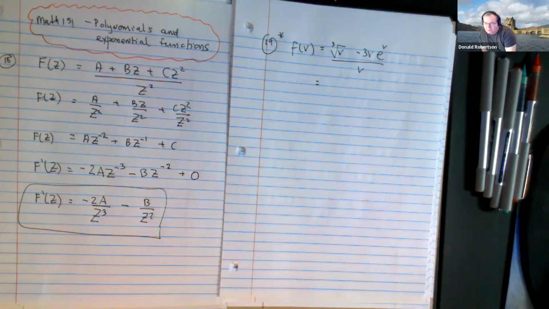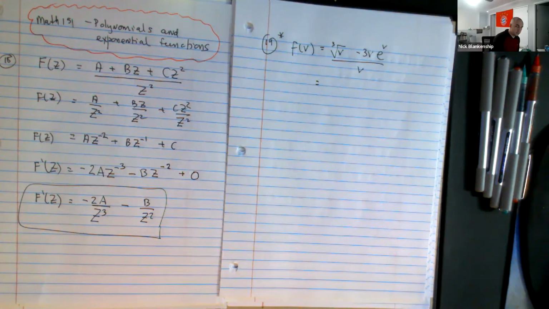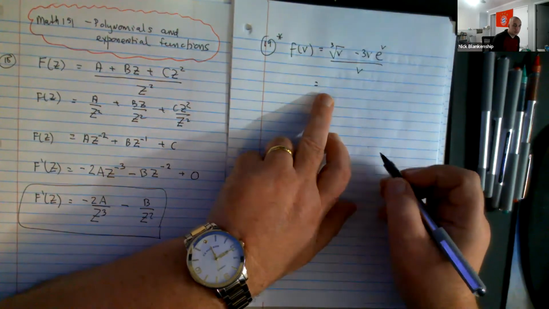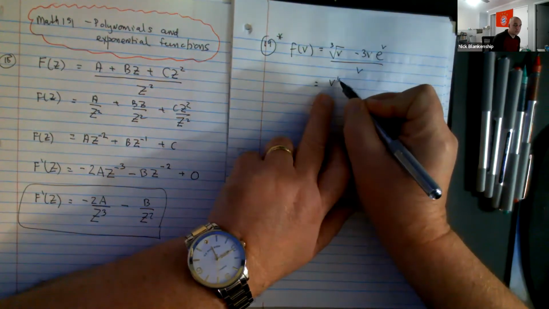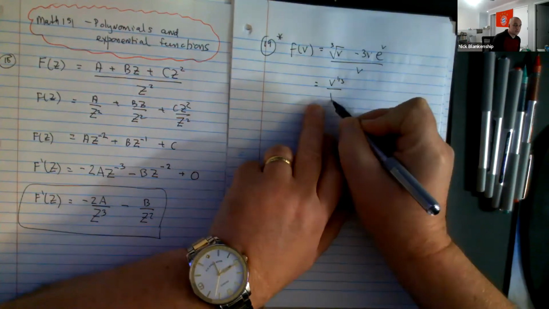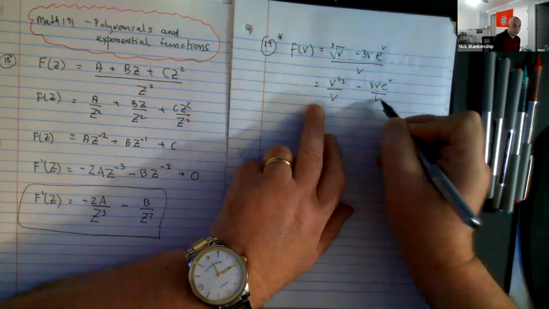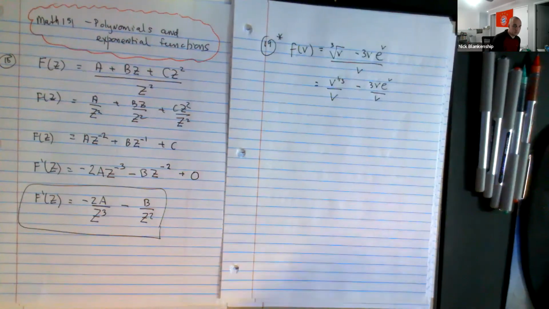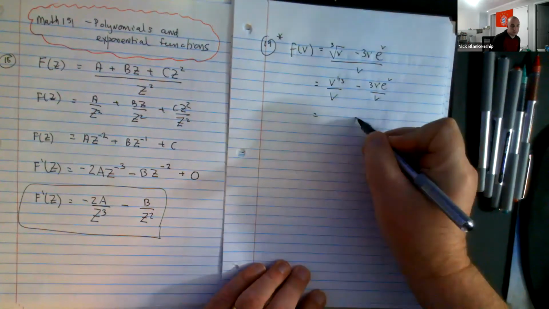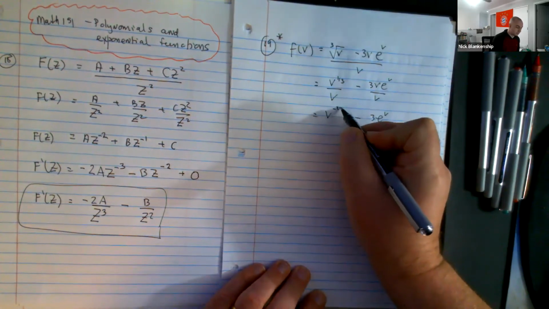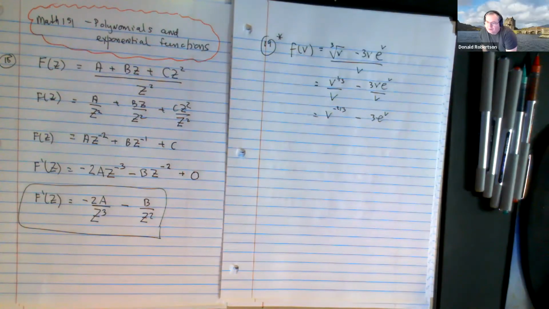You break it up to make the cube root of v into v to the 1/3 over v, minus 3v over v, and then just cancel the v on the right and subtract the v on the left to make it v to the negative 2/3. Are you comfortable with that? Do you see what you did there? Nailed it, Nick. That's exactly what I would have done.